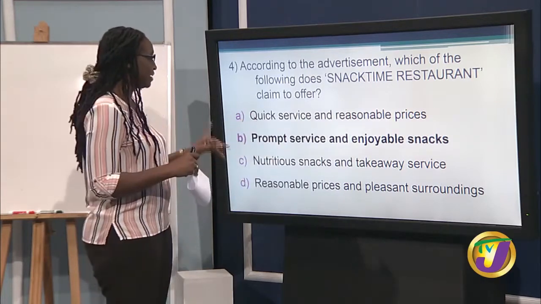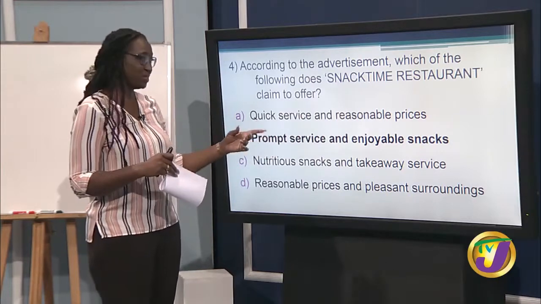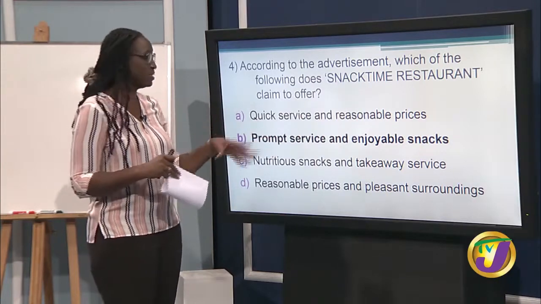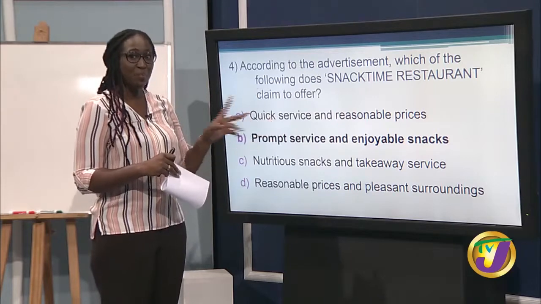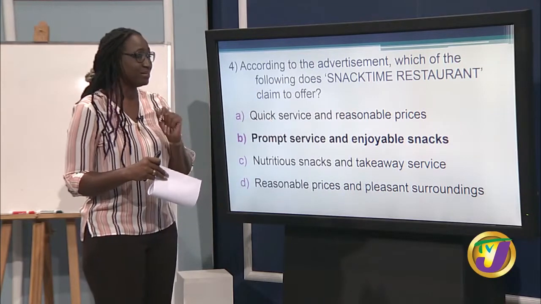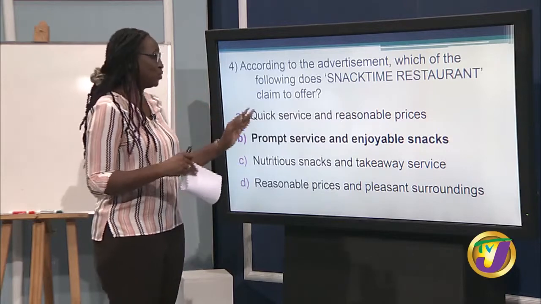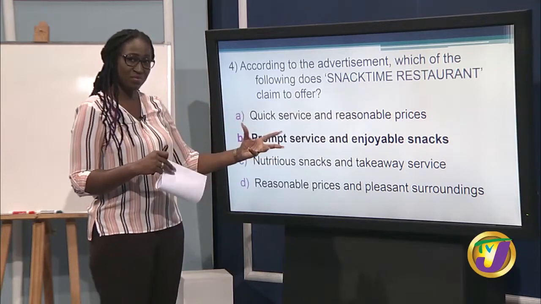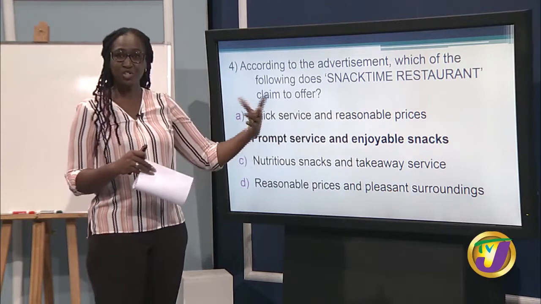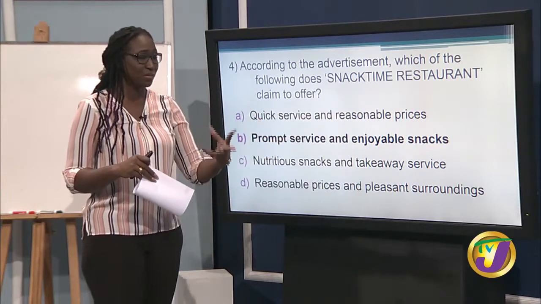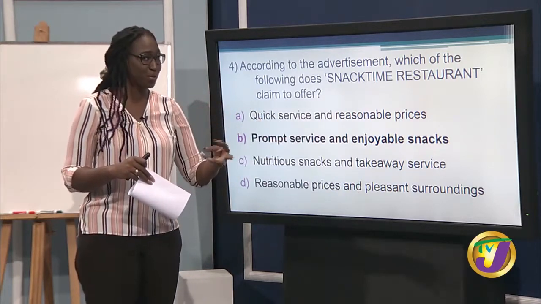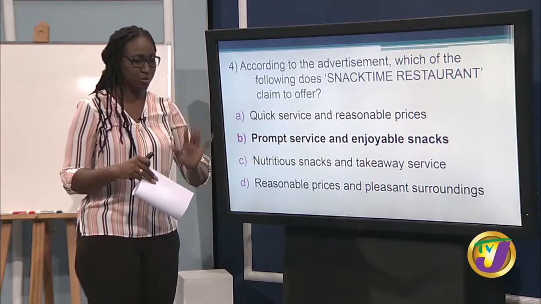The temptation might have been to go with A, quick service and reasonable prices, because the quick service was mentioned, but nowhere in the ad did they tell you anything about price. They never mentioned prices at all. So we have to go with B, prompt service, same as quick service, and enjoyable snacks. They went into lovely details to tell you about the juicy burgers and the tasty hot dogs and all that good stuff.